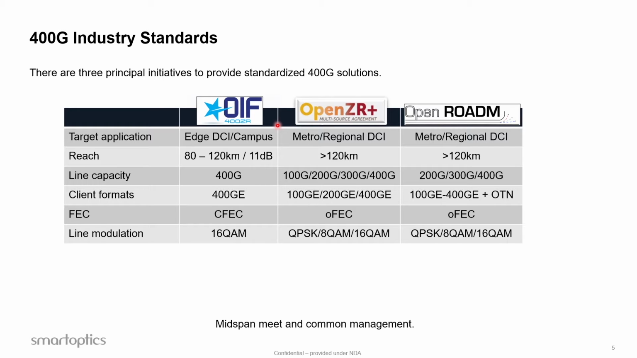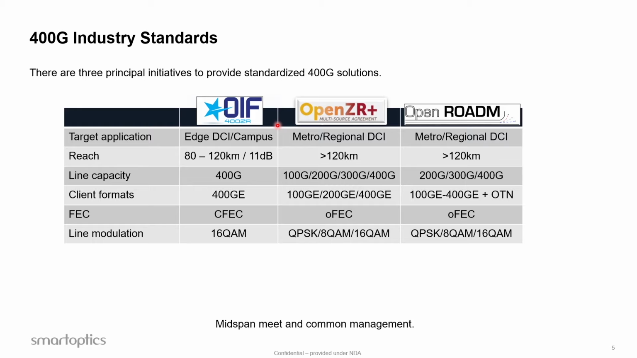Here we have a much higher flexibility on the client side. We can use 100 gig and we can use 200 gig and 400 gig Ethernet, and we can also have different line capacities from 100 gig, 200 gig, 300 gig, and 400 gig. That means you can use this with a lower line rate to get better optical performance. Then you use a different modulation format. So for the 100 gig and 200 gig, you would use QPSK. 300 gig, you will use 8 QAM, and for 400 gig, 16 QAM.